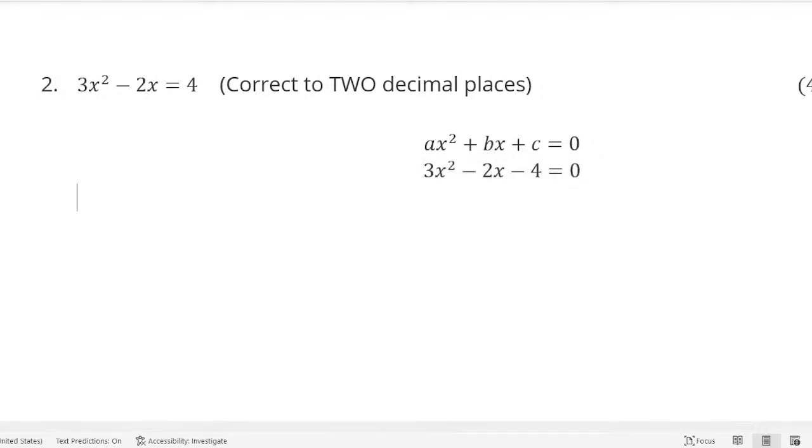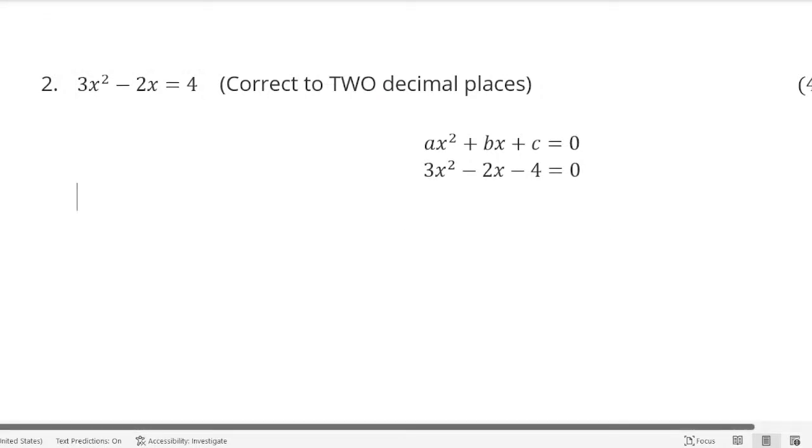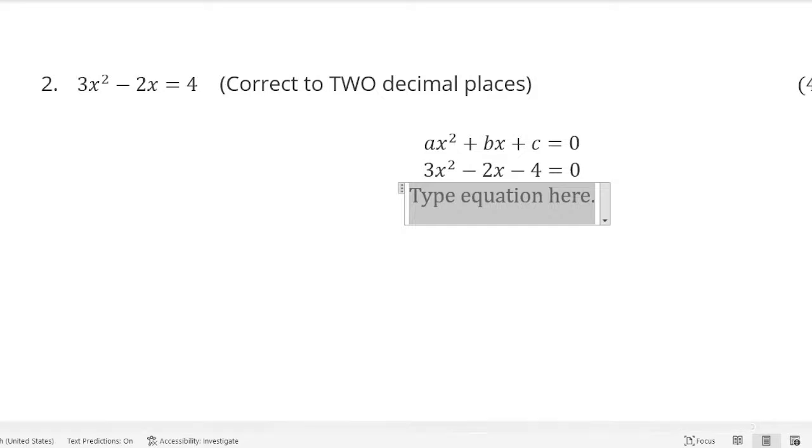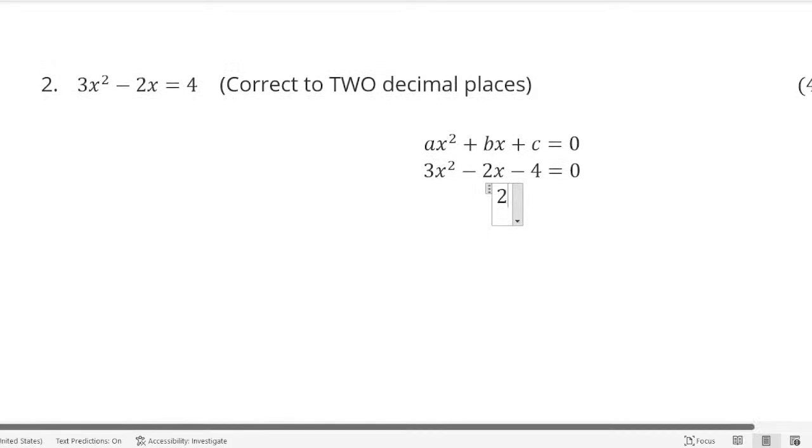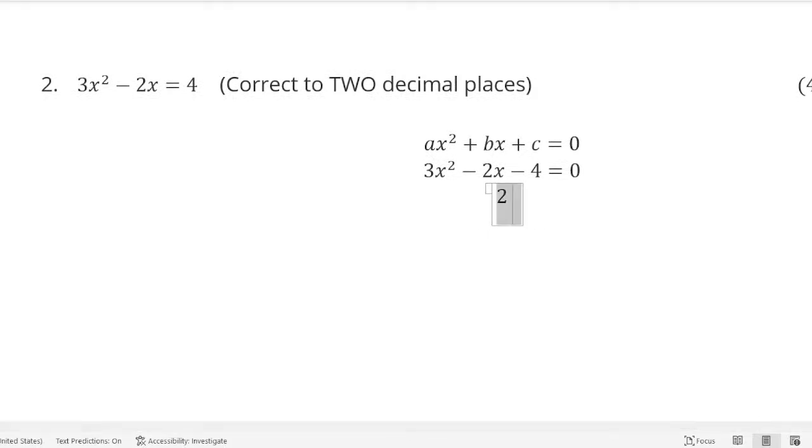Then let's write the values of a, b, and c. Okay, what is the value of a? The value of a is the coefficient of x squared. So here the value of a in this case is 3. A is equals to 3, right?